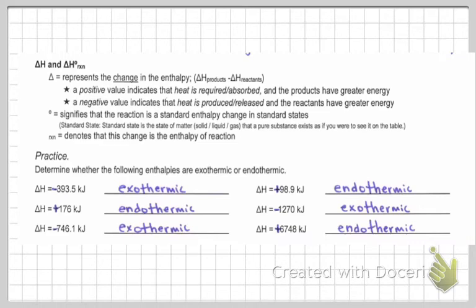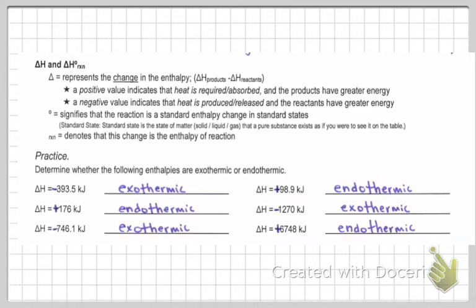If you subtract the products minus the reactants and you get a negative value, that means that heat was released and the reactants have greater energy than the products. So if heat was released, then this is an exothermic reaction. You also see this little degree symbol.